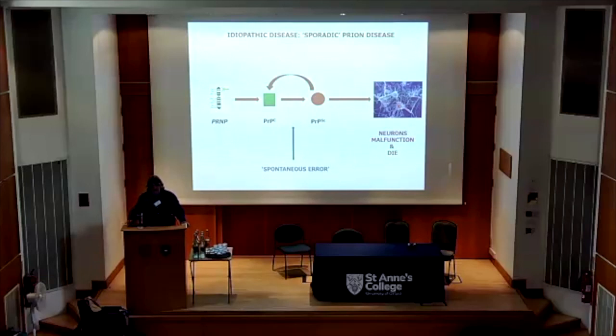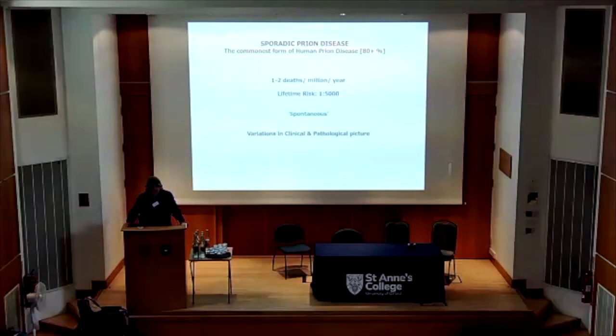And I don't find that too difficult to believe, because after all, if I'm making millions, possibly billions, I don't know, of molecules of a chemical in my body every hour, and it goes on for 70 odd years, I find it amazing that every now and again there won't be a mistake. And if a mistake occurs, it certainly could lead to disease. So sporadic prion disease is the commonest form. It accounts for over 80% of the disease. It causes 1 to 2 deaths per million per year in most populations where it's been studied, but the lifetime risk for an individual of getting this disease is 1 in 5,000.